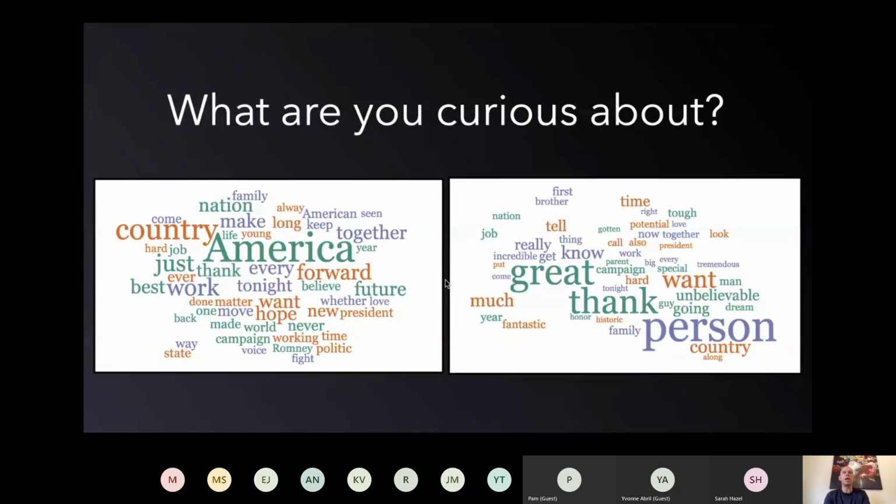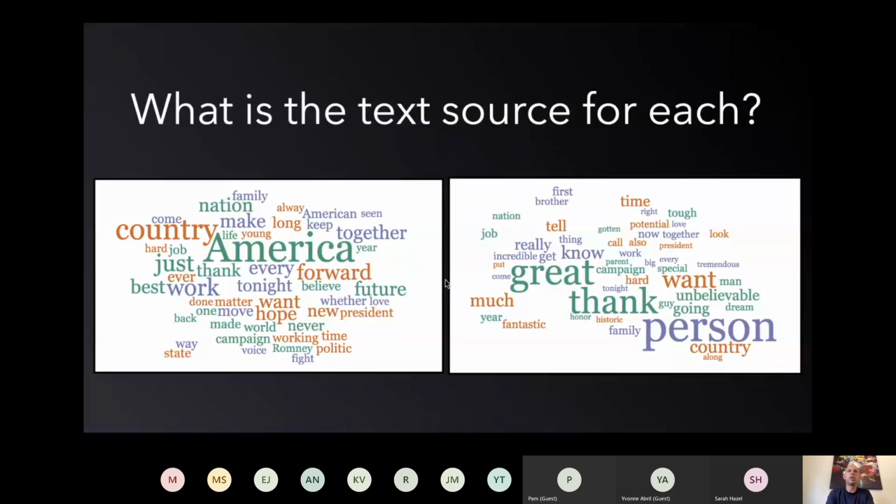Now what I want you to do is tell me, make a guess. What is the text source on the left and what is the text source on the right? And maybe gamify that a little bit, or provide some sort of incentive for the group that gets it right. At this point now, students start investigating them really closely.